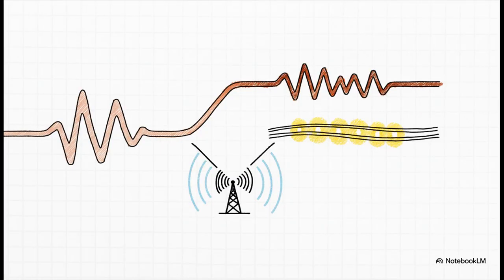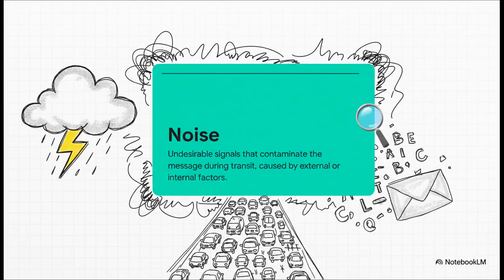So once our signal is modulated and ready for that supersonic trip, it enters the channel. This is just the physical path it takes. It could be a copper wire, a strand of fiber optic cable thinner than your hair, or even just the air for things like Wi-Fi or the radio. But no channel is perfect. They all introduce one major headache. And that headache is noise.